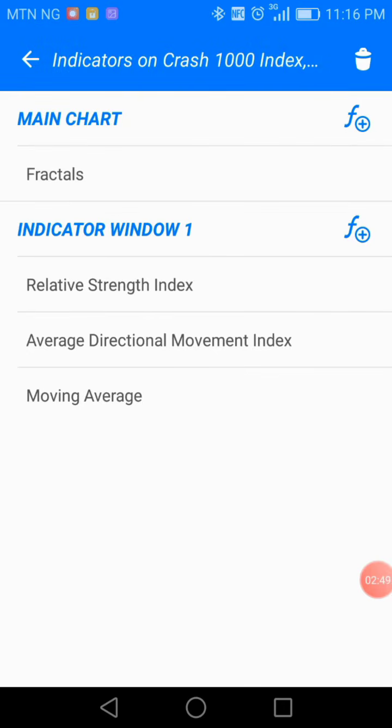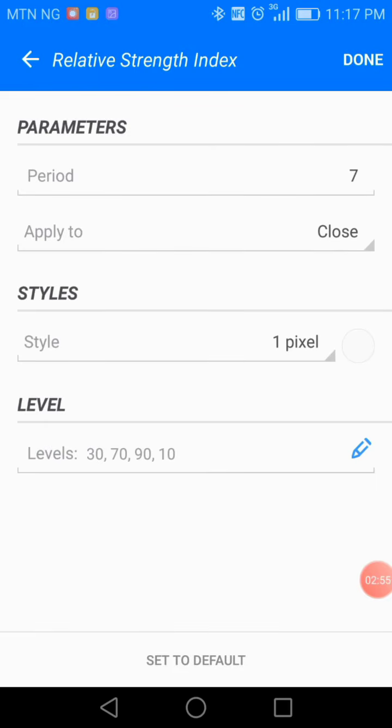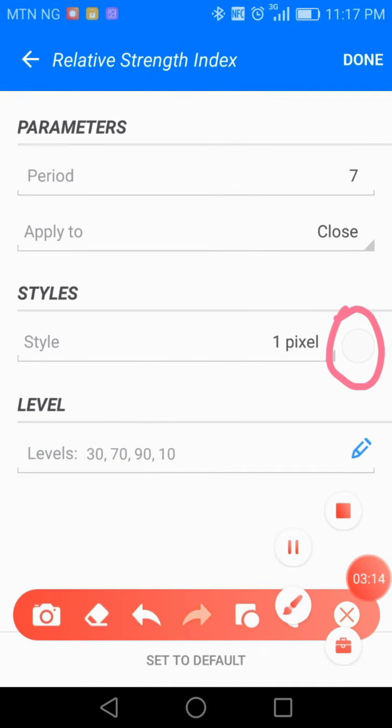So we have only indicator window 1, and the first indicator we have there is the Relative Strength Index, right? These are the parameters. Period is 7. You apply to close. Style is 1 pixel, and the color is according to the color of your background. The background of my chart is of course white. That's why you have white here. Okay, make the pixels 1, right?